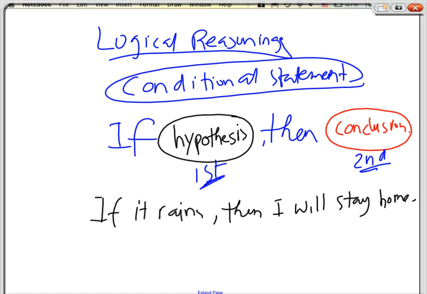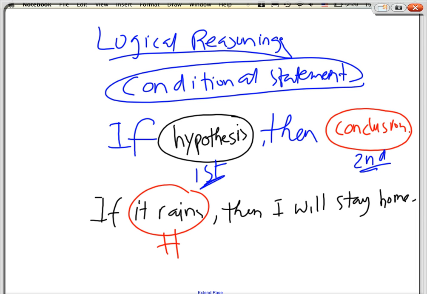Okay, read this one right here. If it rains, then I will stay home. Tell me, which event happens first? The rain has to happen first. Then if it rains, you stay home. Tell me, where is the hypothesis of this sentence? Yes? It rains, right. So what you do is you circle and say, that is my hypothesis. Where's my conclusion? Stay home. I will stay home, right?